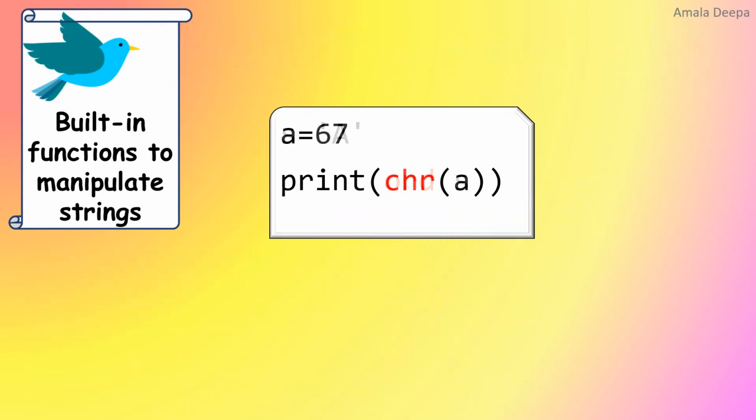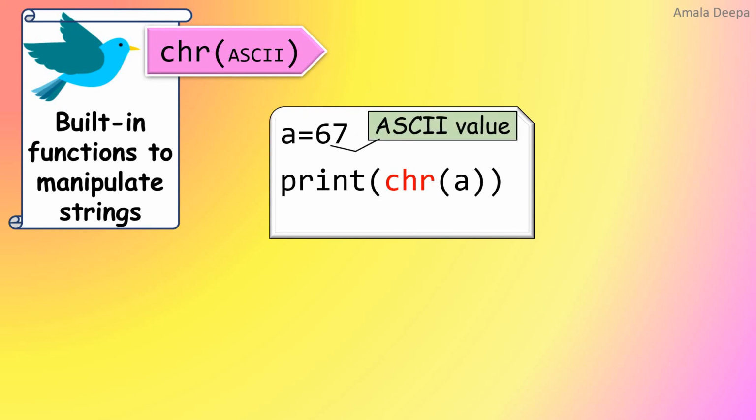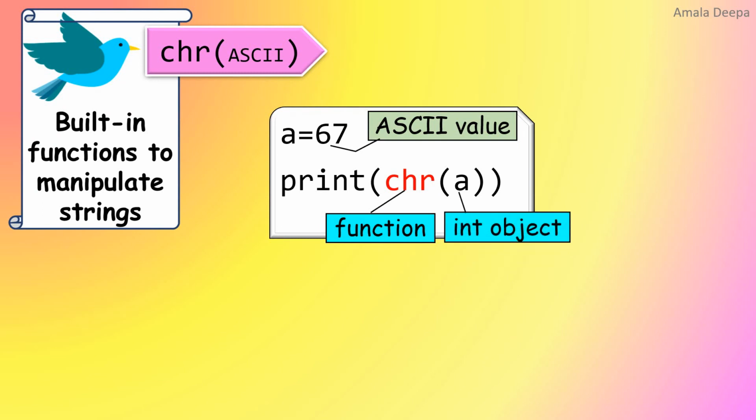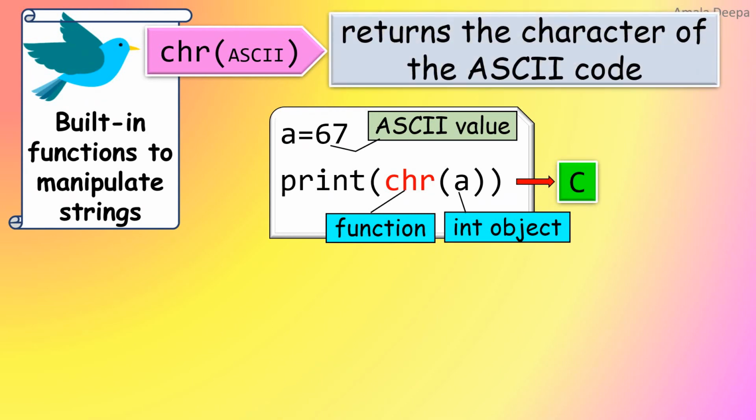The next function we are going to see is the chr function. Here I have taken a variable a and stored 67 in it. 67 is an ASCII value. Print chr of a. Here chr is the function and within parentheses a is an integer object. Why is a an integer object? Because I have stored the integer 67 in a. This print statement gives the output as uppercase C. So the chr function returns the character of the given ASCII code or ASCII value.